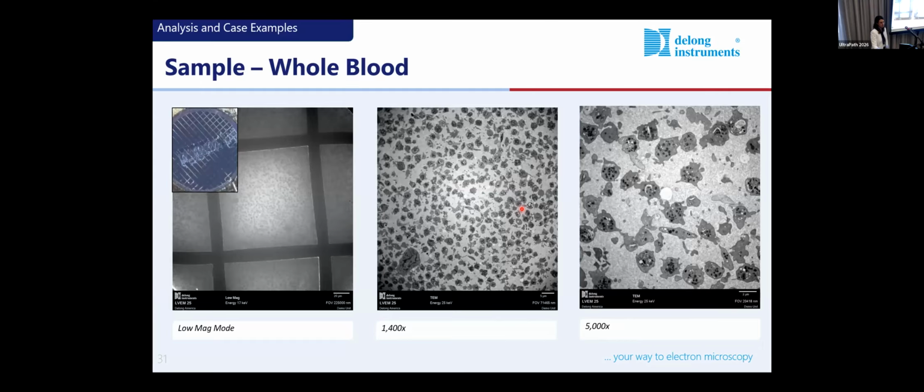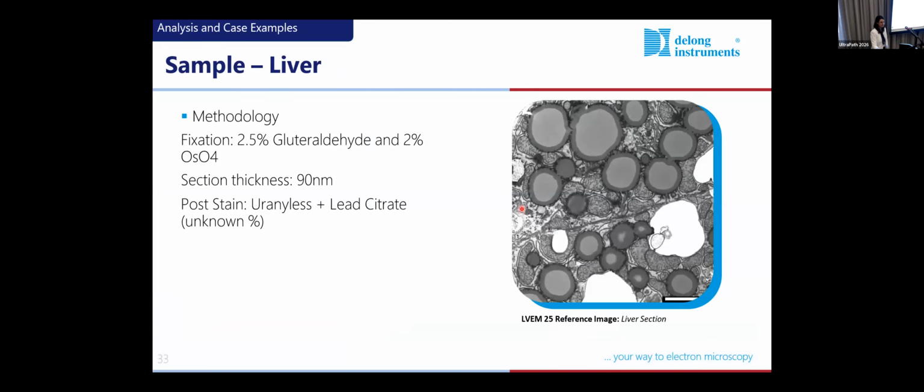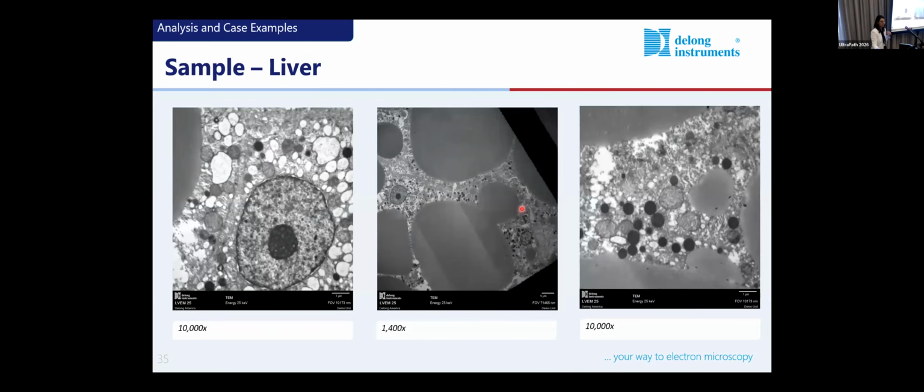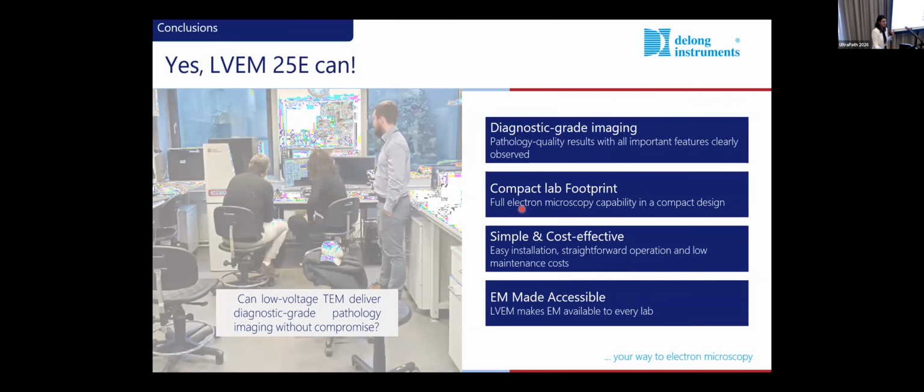Another example, whole blood, that's also uranyl-less, and some liver. So our idea here is to bring most of the common pathology sections, so you can see different applications for low voltage, okay? So I asked, can low voltage deliver diagnostic grade pathology? And yes, LVM can do it. So we can see the details that we need for different types of pathology, different types of sections.